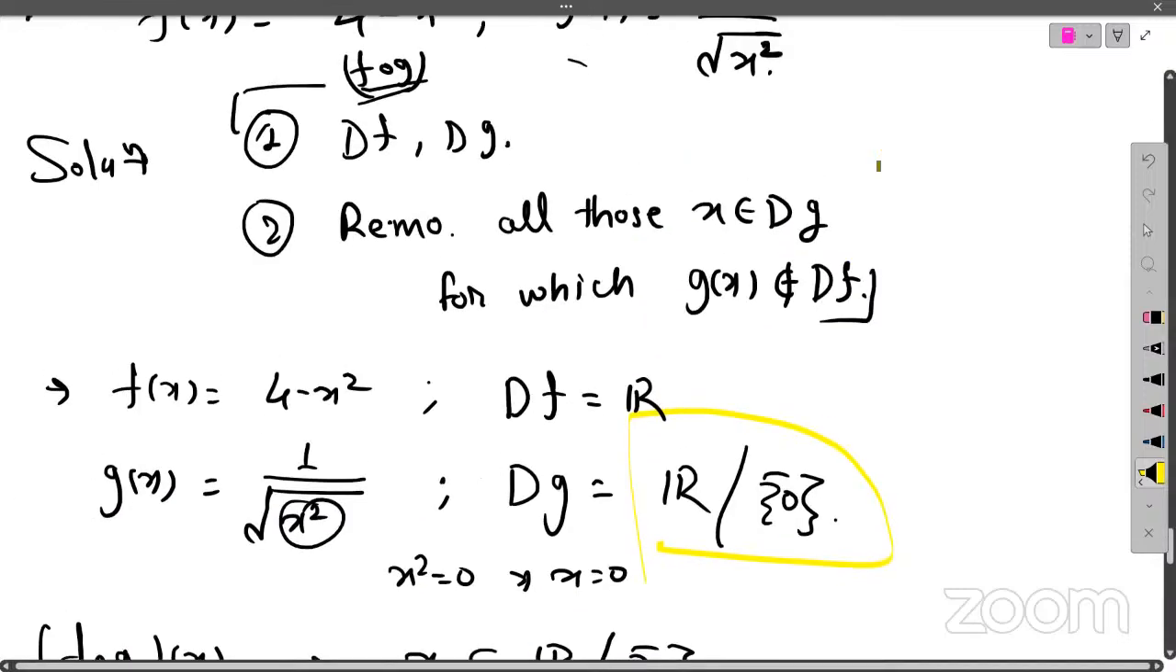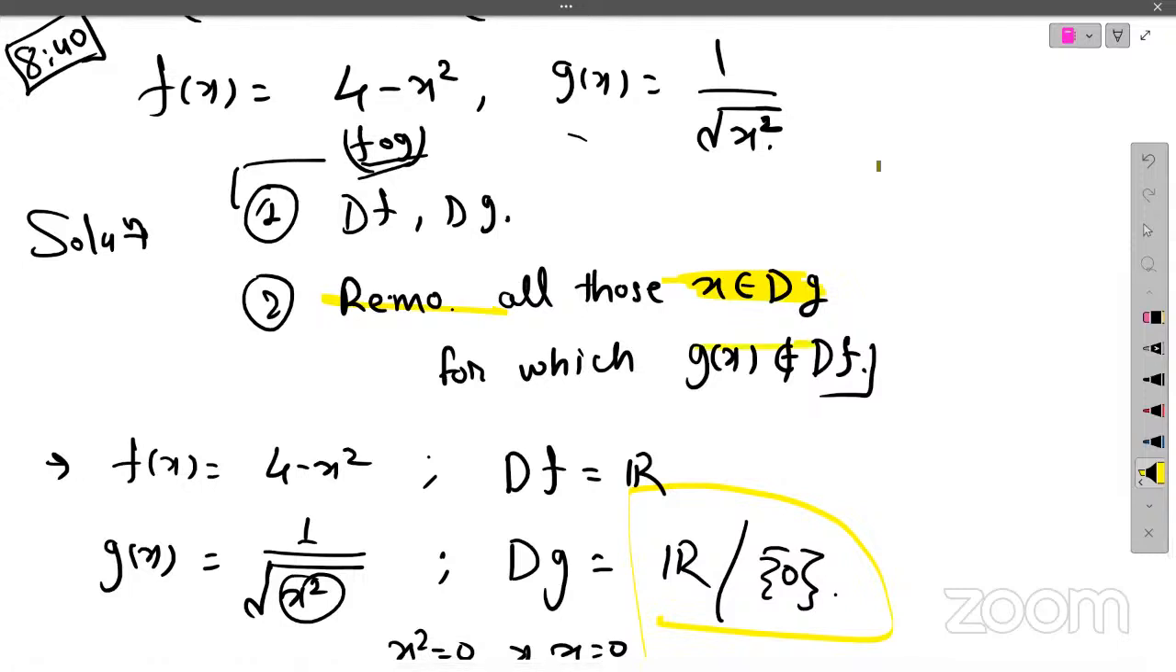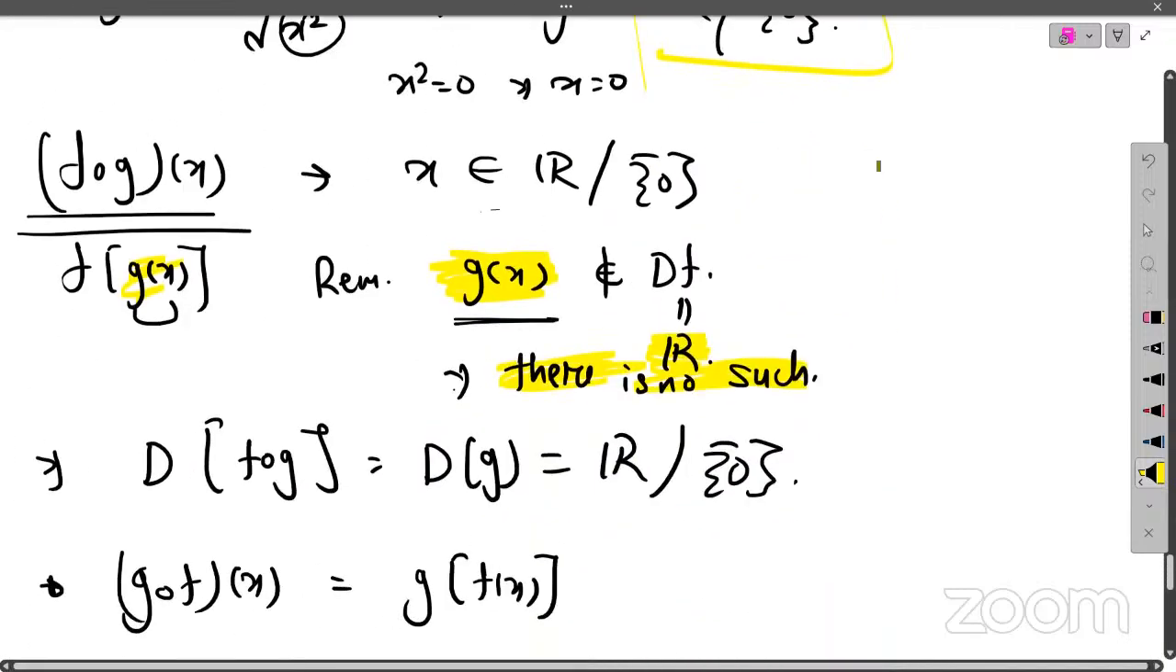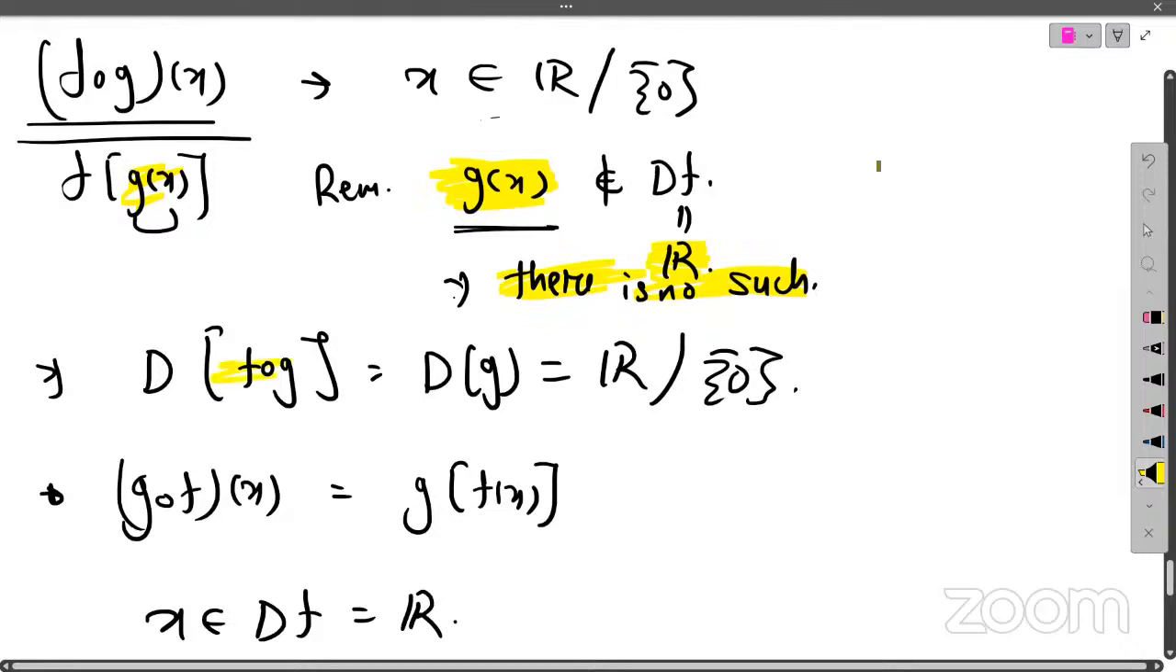Because what the second step says is that we have to remove all those x from the domain of g for which g of x is not a part of the domain of f. But since the domain of f is the real numbers here, we don't have to remove any point. Because if g of x makes sense, it means it's a real number, right? So that's why the domain of the composite function will become the domain of g.